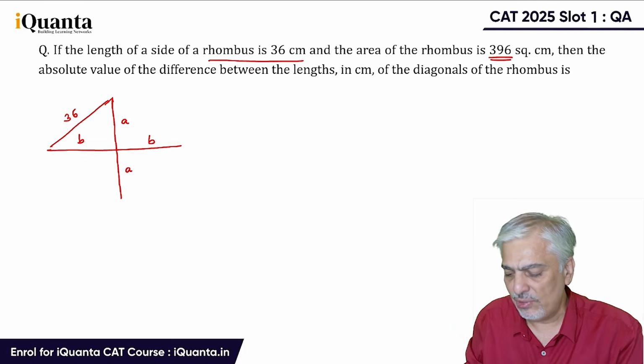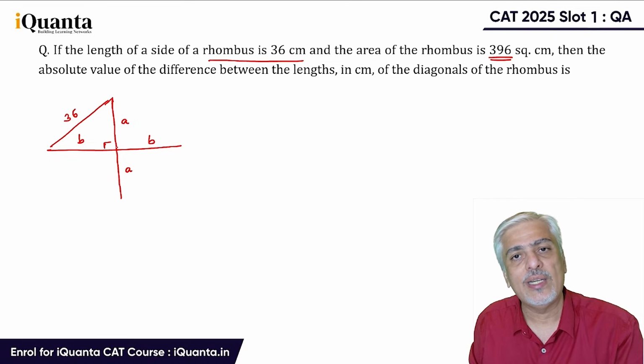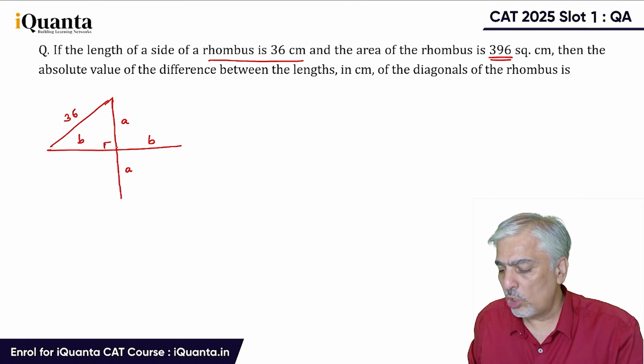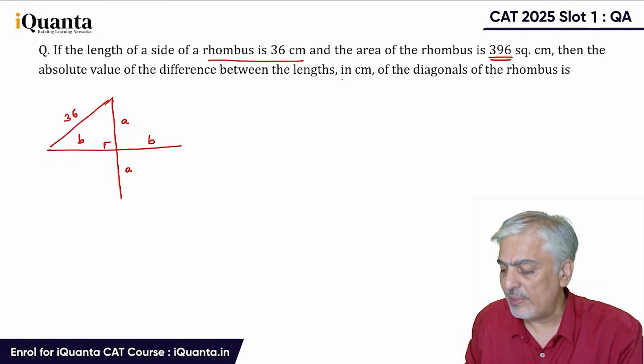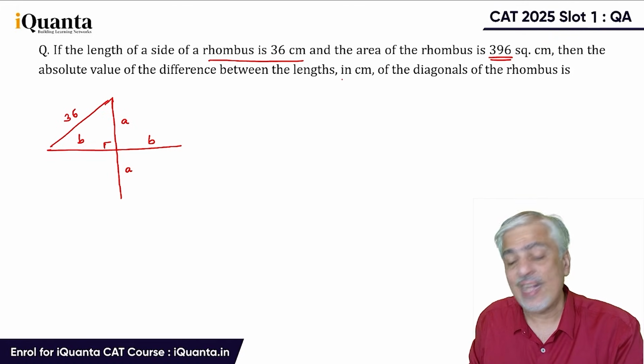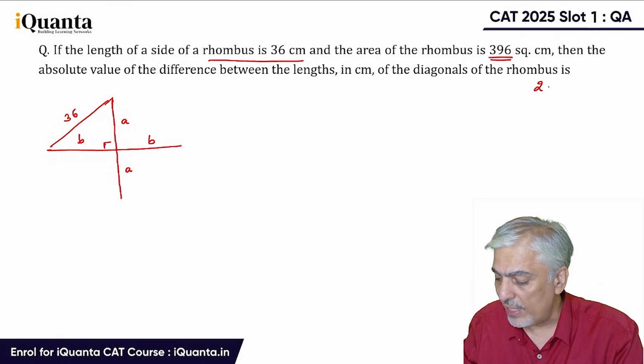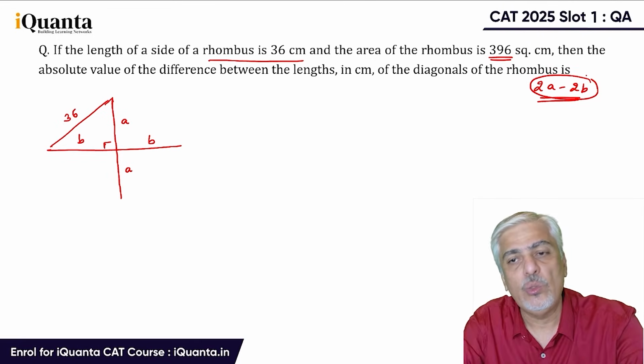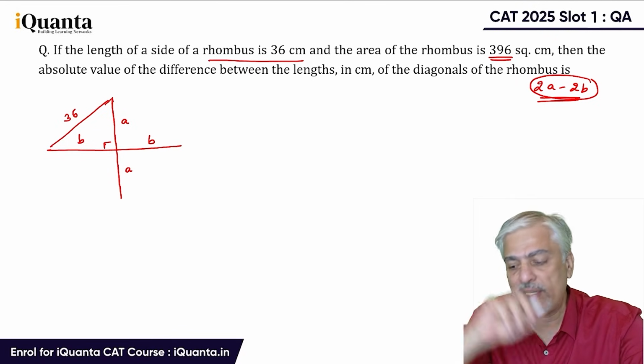If I know that the rhombus will basically get 4 parts, I can just take area of one triangle also, 396 divided by 4. We'll do that also. What do we want to find? We want to find the difference between the lengths of the diagonals of the rhombus. That means I want to find 2a minus 2b. That is the important part you have to remember. A lot of students made a mistake over here. They found only a minus b. We have to find 2a minus 2b.